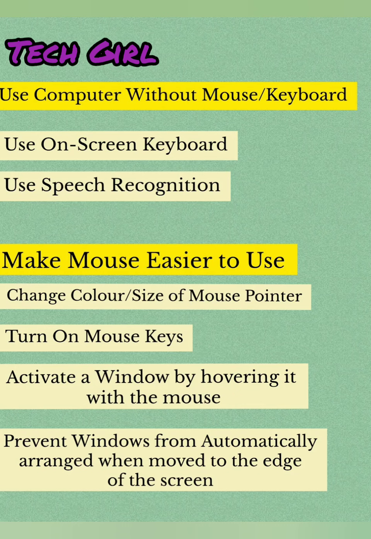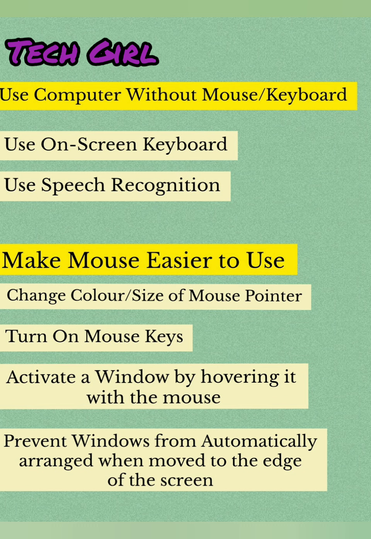So the next heading is use the computer without a mouse or a keyboard. Well, mouse and keyboard both are the common input devices, and if we don't have these two devices, we can still use the computer, and these options are helpful for those who have physical impairment.